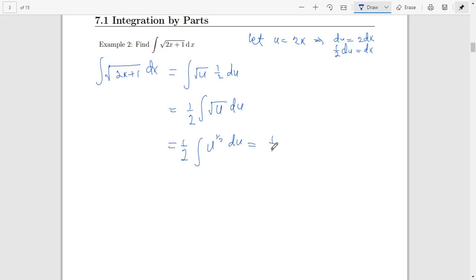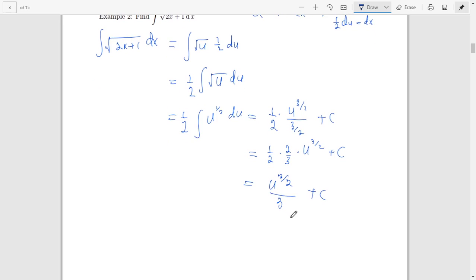If you integrate this, you get 1/2 multiplied by u raised to power 3/2 divided by 3/2, plus c. If I simplify that, I get 1/2 multiplied by 2/3 multiplied by u to the power of 3/2 and then plus c. And that will give me u to the power of 3/2 all over 3 plus c.